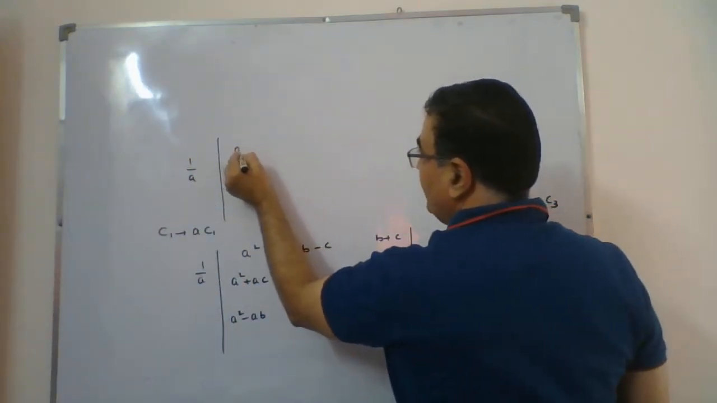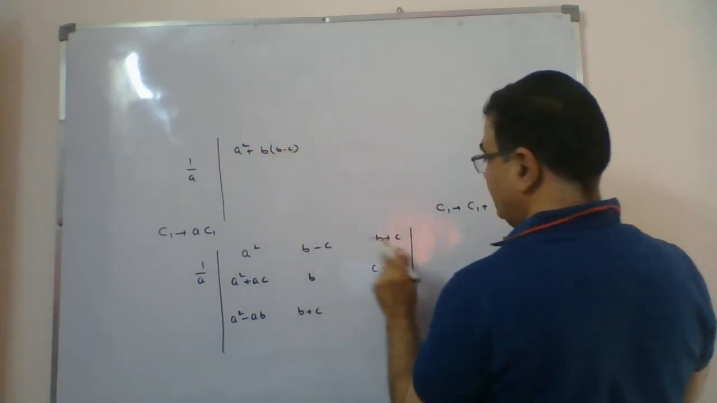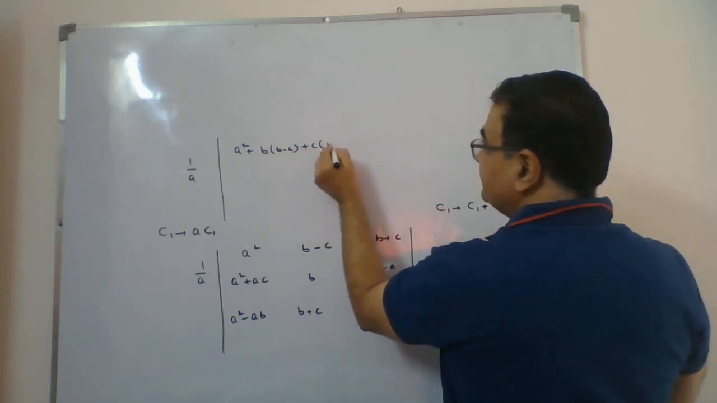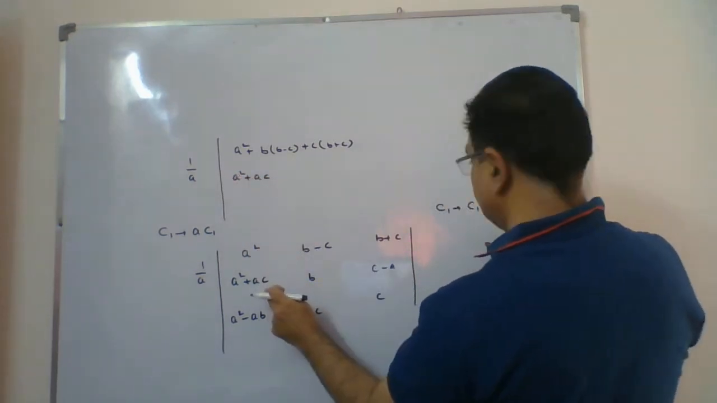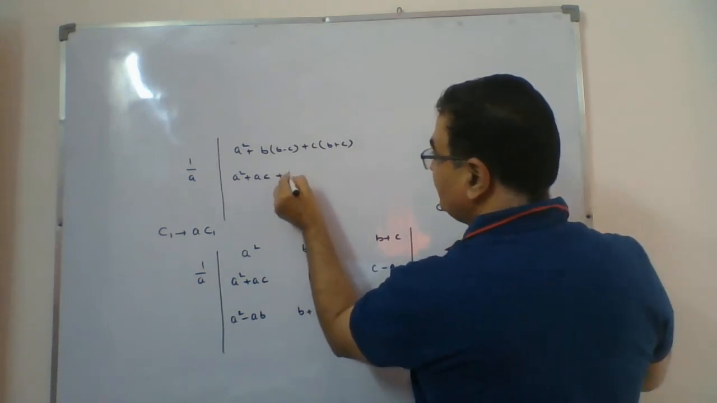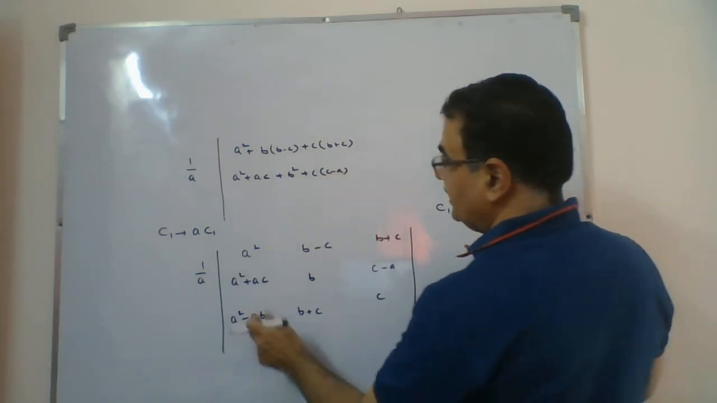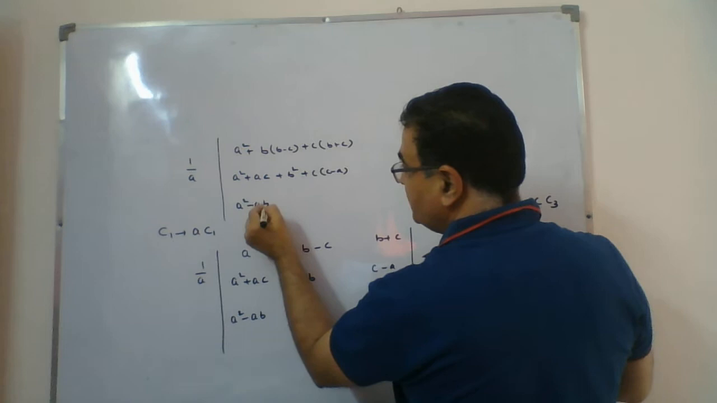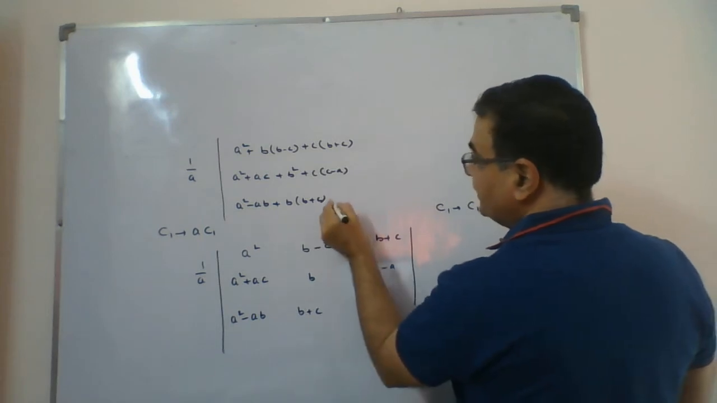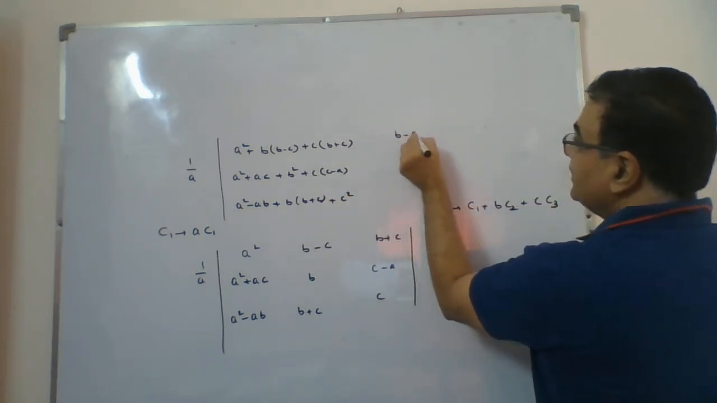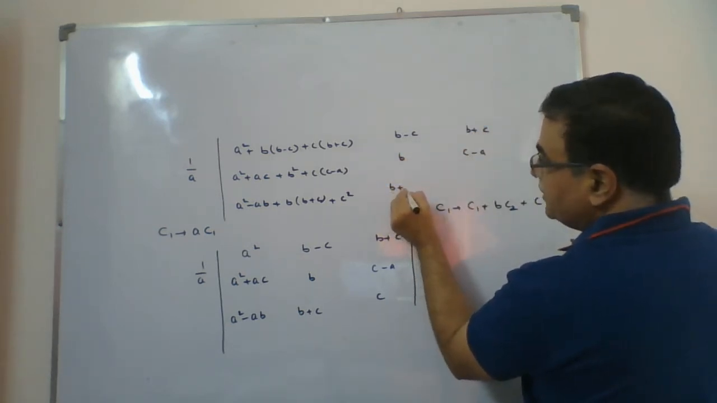Here it is A square plus B times B minus C, and then C times B plus C. In the same way in the second row, A square plus AC, then B times B, so plus B square, and then C times C minus A. Then the third one is A square minus AB plus B times B plus C, and then plus C square.